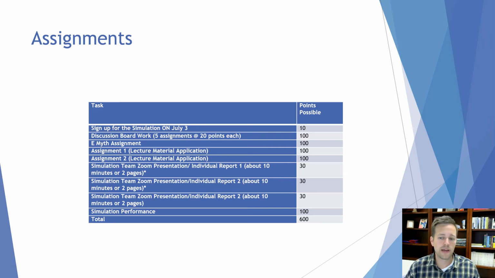The reason I'm requiring that is because there's an assignment for the simulation. Other than the discussion boards, it'll be your first assignment for the class that's due the next week with your teammates, and you'll need to have the simulation purchased in order to complete that assignment. So get signed up on July 3rd or lose 10 points. You don't want to lose 10 points right out of the gate. I know that's kind of a quick turnaround, so that's why I'm incentivizing you with the points.